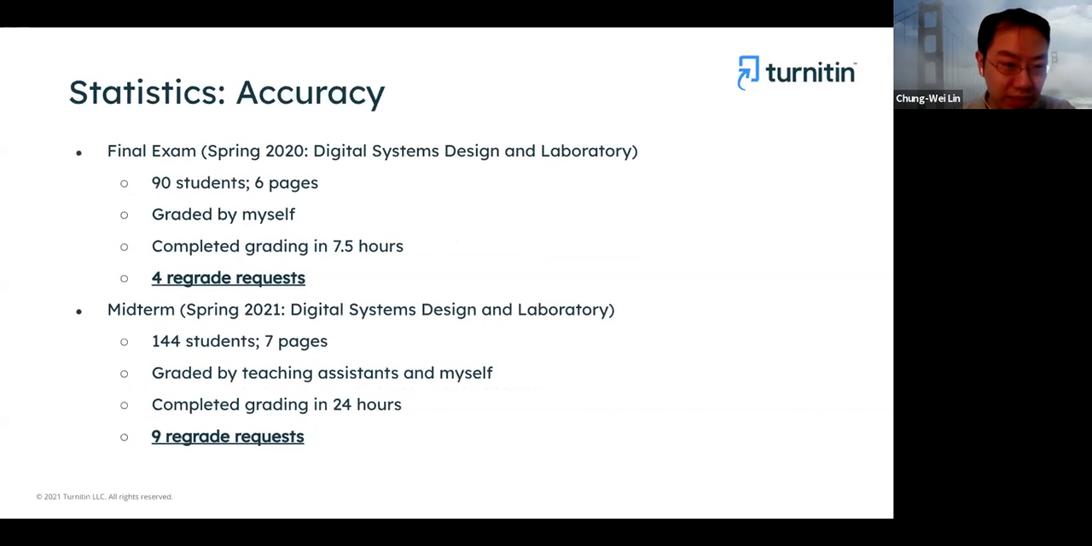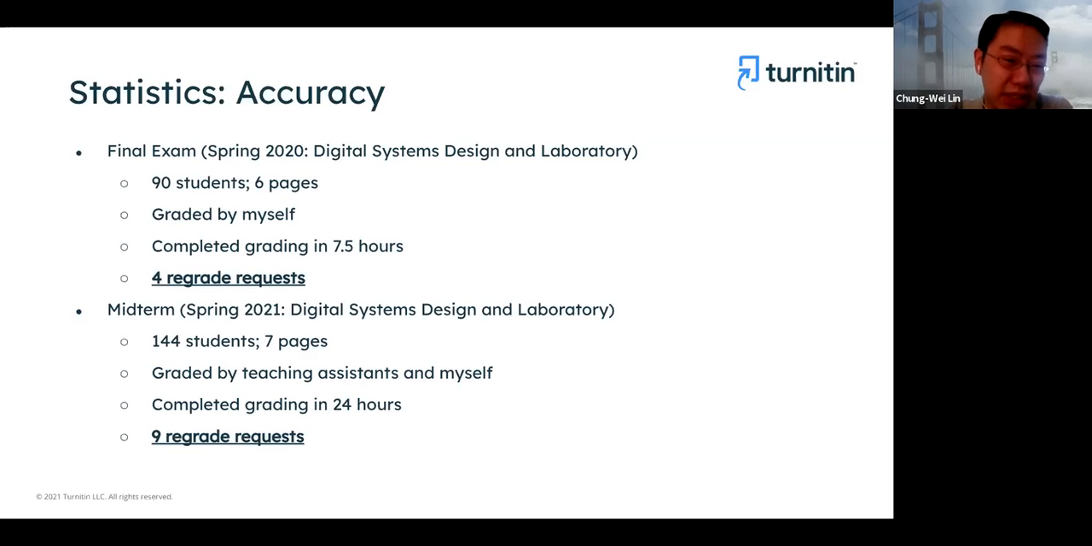Okay, next slide, please. Of course, we should not just say it's very efficient. We should also say it's very accurate and very consistent. So this again is my example. These are the 2 scenarios I just mentioned in the last slides, but as you may know, there is a regrade request function in Gradescope. You can see we have only 4 regrade requests, meaning some students felt we graded wrong or they didn't feel it was fair, so they wanted us to check again.